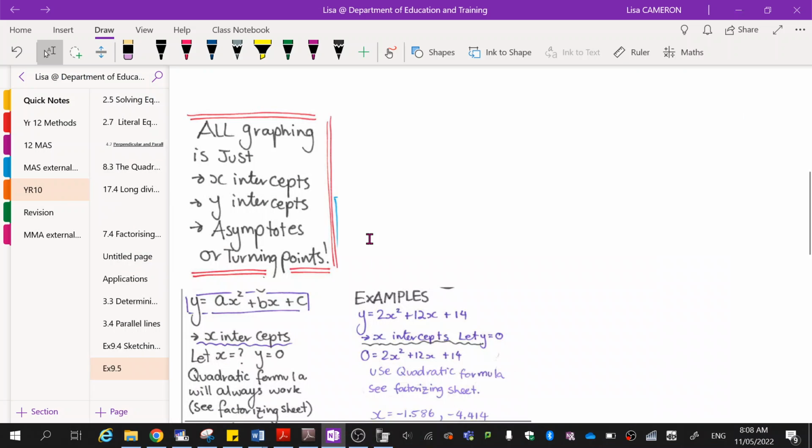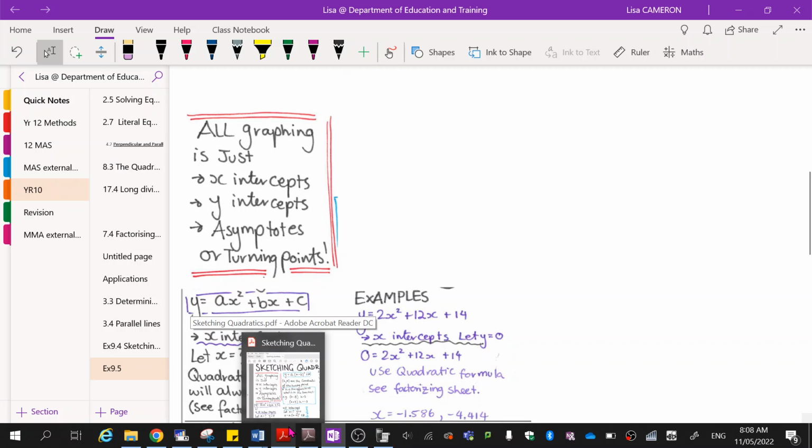Okay, so for this one, I'm just going to be talking through the example that I gave you on your sheet. So if you have lost or misplaced this, they're available on eLearn as well. But really, you're adults now, you should be doing this for yourselves and keeping your stuff together.